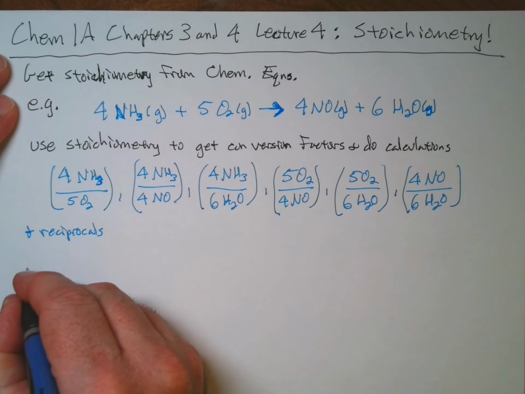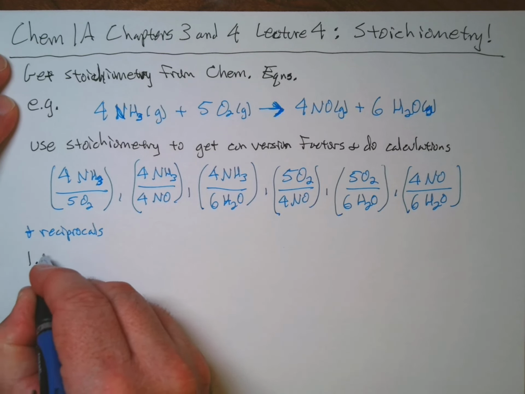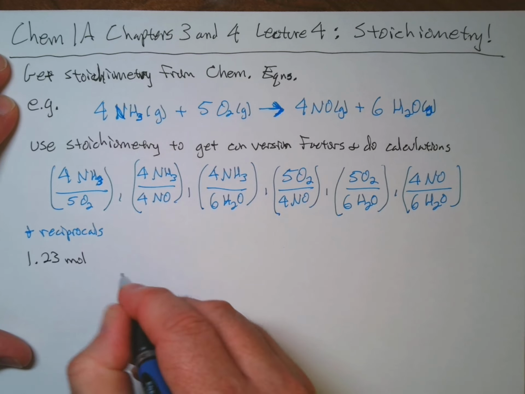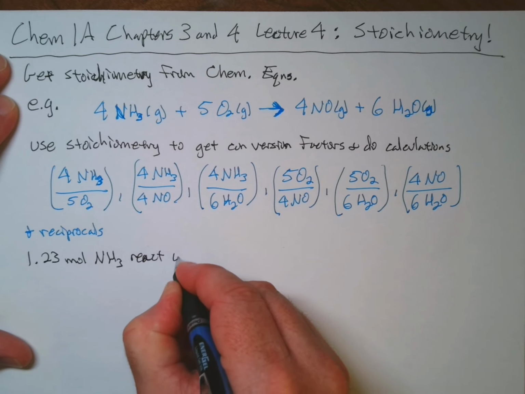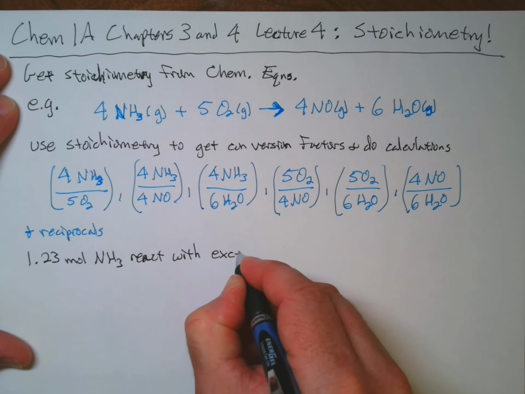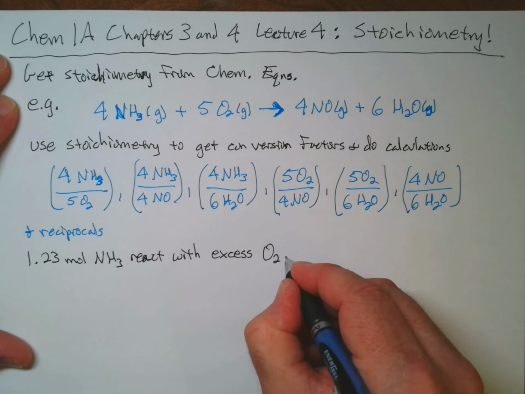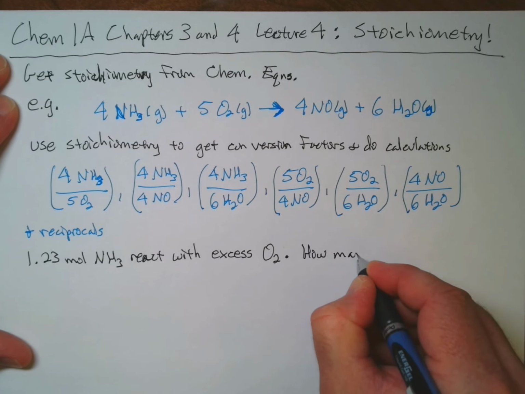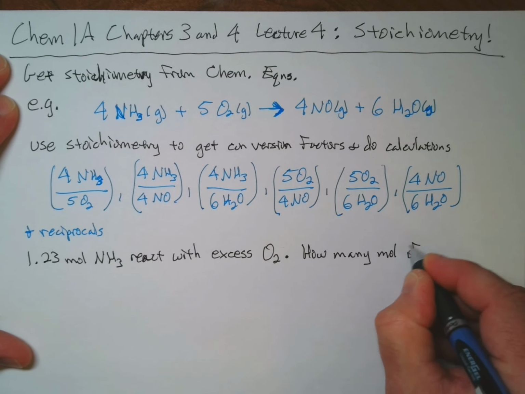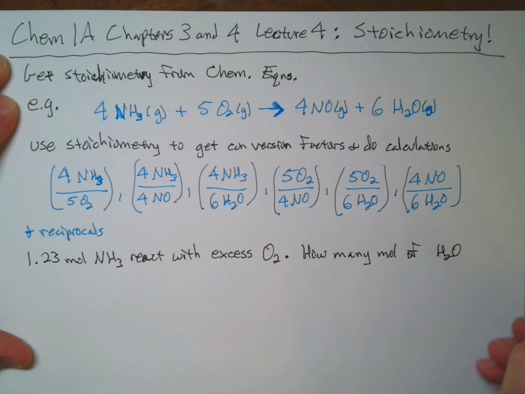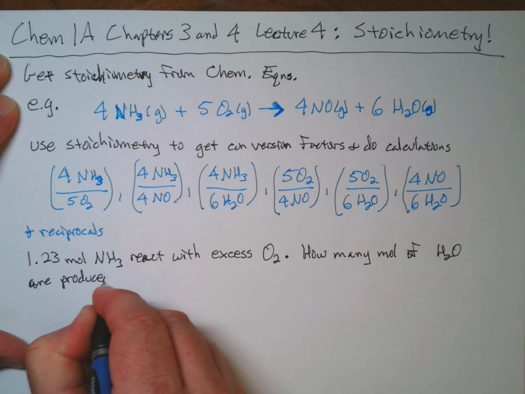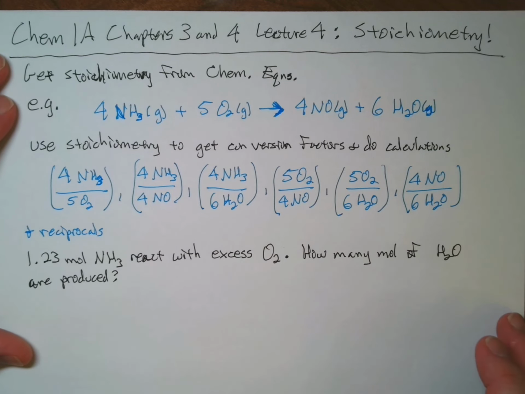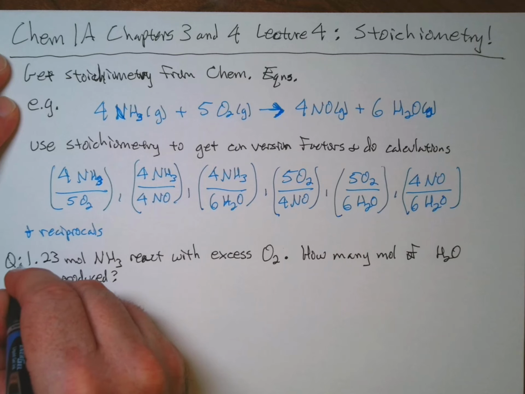So let's say we had the following question. Let's say we had 1.23 moles NH3 react with excess O2. How many moles of H2O are produced?